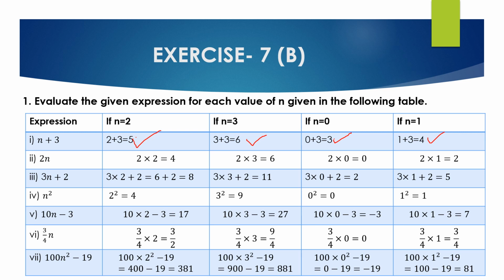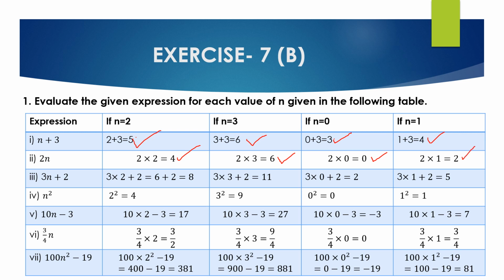Second part, 2n. We have to substitute the value of n equals 2 in the expression 2n. 2 multiplied with 2 is 4. 4 is the value of the expression 2n. If n equals 3, substitute n equals 3, we get 2 multiplied with 3 is 6. When n equals 0, the value of the expression is 2 multiplied with 0 is 0. When n equals 1, 2 multiplied with 1 is 2.